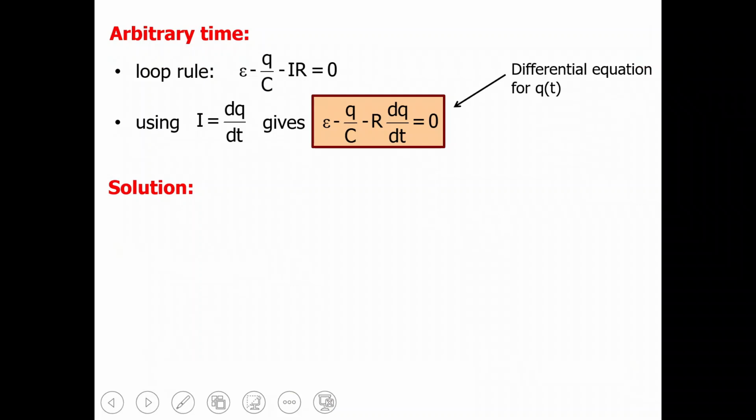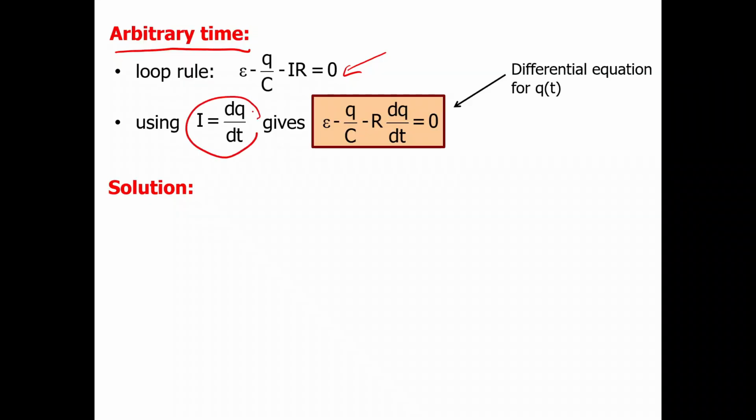All right, so to do the calculus derivation, you have to choose an arbitrary time. So that is going to be some time that is not t equals 0 or t equals infinity. So some time between the capacitor being uncharged and the capacitor being charged. Our loop rule doesn't change, but we can't simplify it down. And then, like I showed you before, you sub in I is dq dt, and then this is our differential equation. So I'm going to show you how to solve this differential equation.